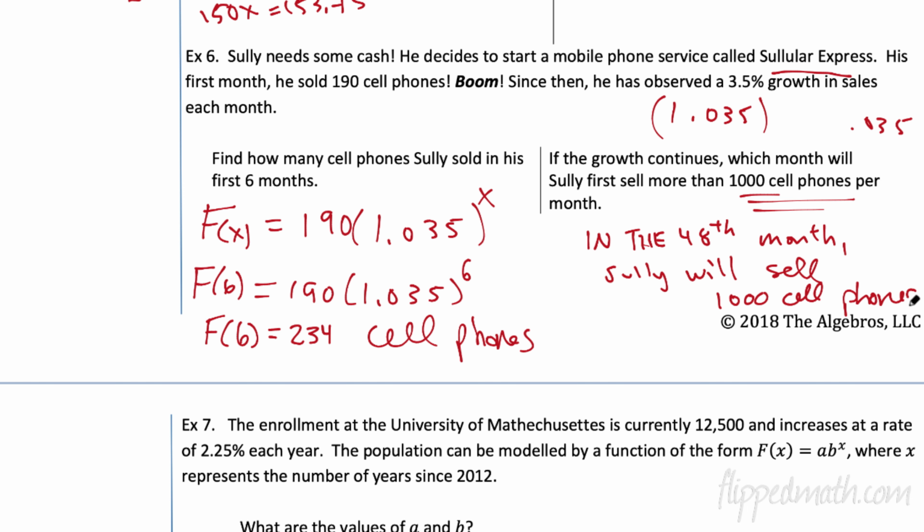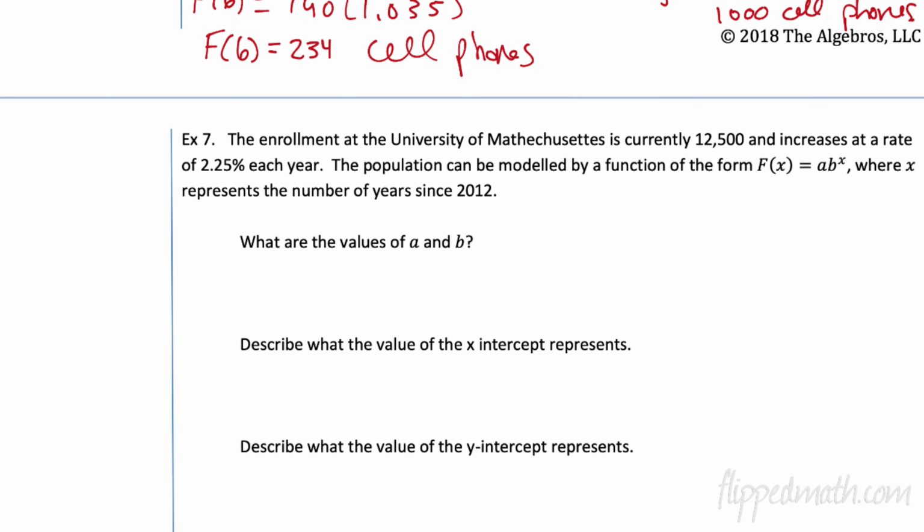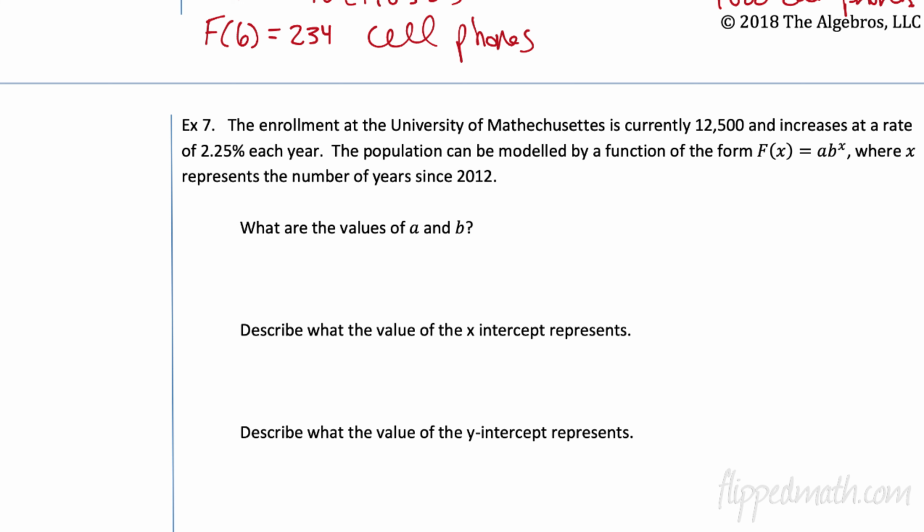How's that? Perfect, huh? Number 7: the enrollment at the University of Massachusetts is currently 12,500, and it increases at a rate of 2.25% each year. The population can be modeled by a function. When we say modeled, we mean there's a function that can be used to estimate this, a function that'll get us close Y values if we plug in X values. It's a tool that we use. So when you see the word modeled or create a model, it just means create a function or create an equation.